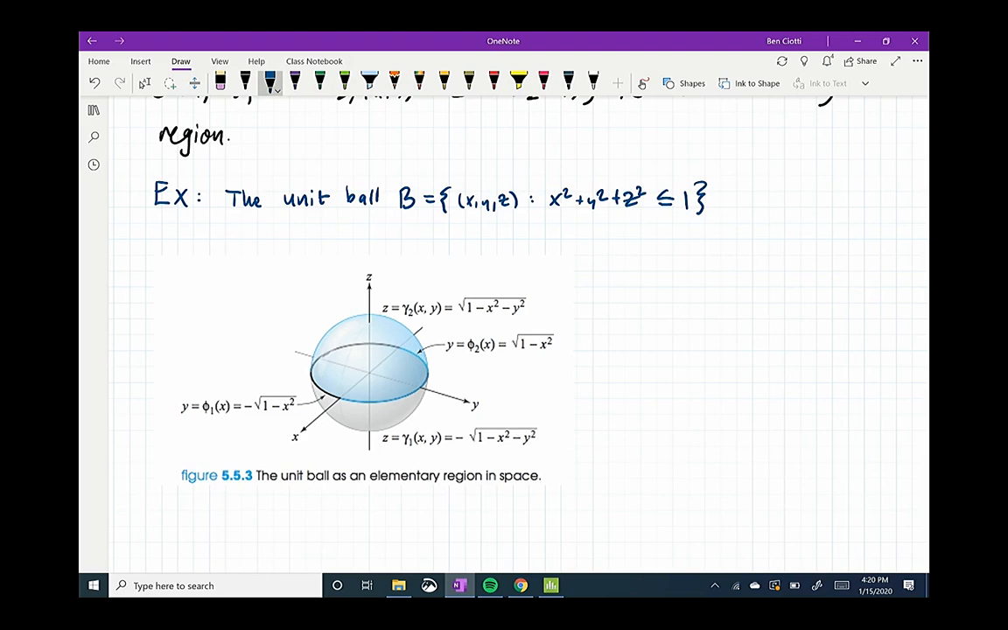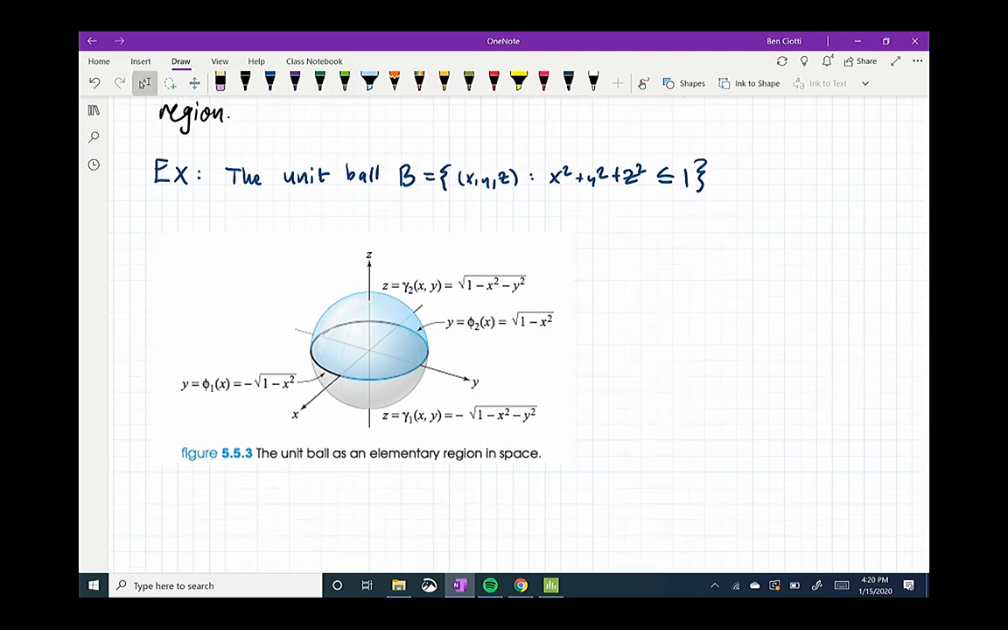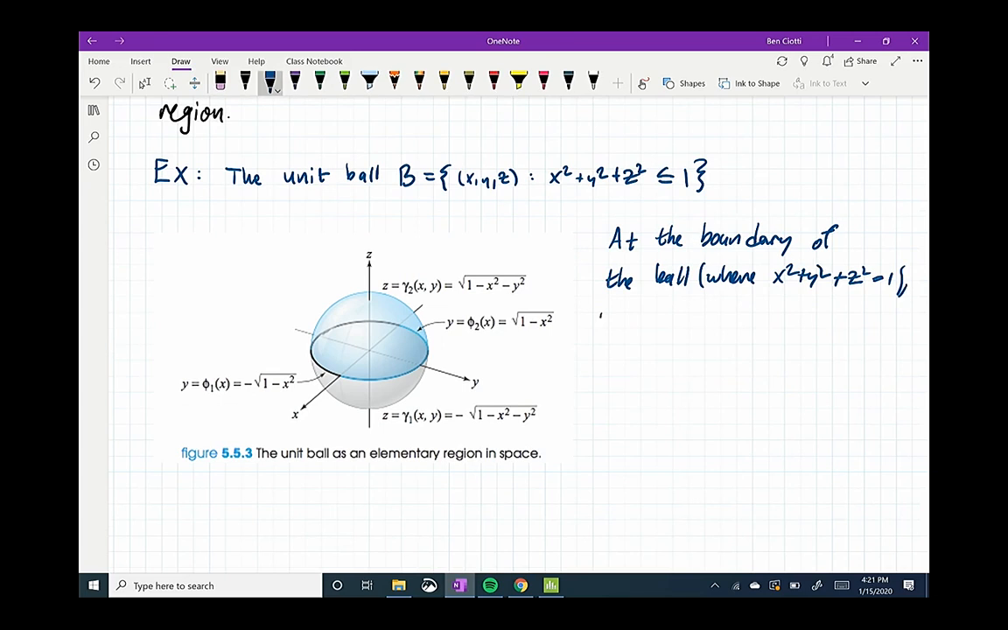So I claim that this is an elementary region because at the boundary of the ball, which is where x squared plus y squared plus z squared equals 1, we have that z is equal to plus or minus the square root of 1 minus x squared minus y squared.